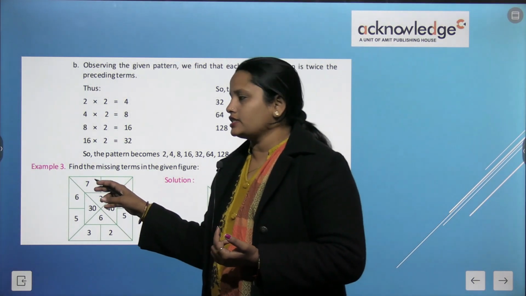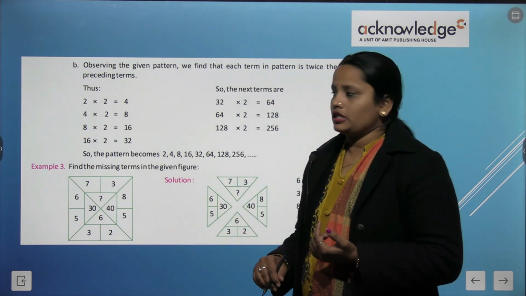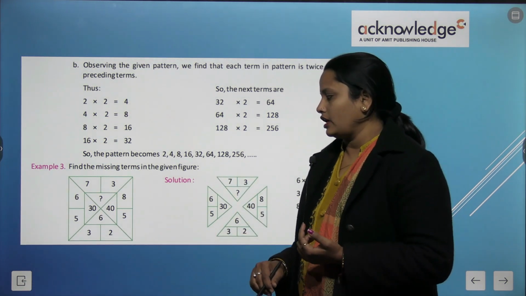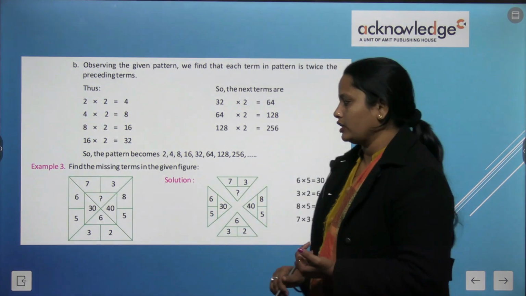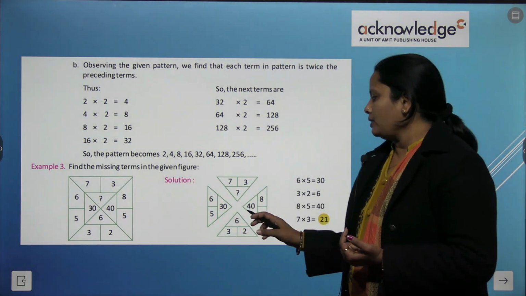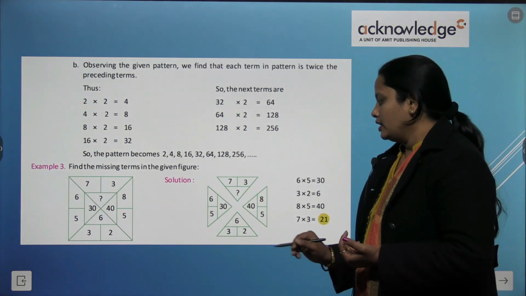Now the next example is fill in the missing number in the given figure. Figure दिया हुआ है, इसमें हमें missing number को fill करना है. So यहाँ पे बहुत सारे numbers लिखे हैं. One number is missing. We have to find out which number it is. तो हमने क्या किया है? इस पूरे figure को इस shape में divide कर लिया है. कैसे?